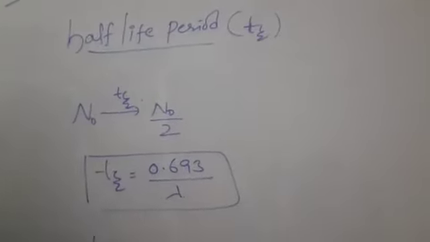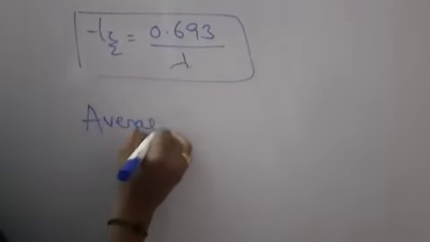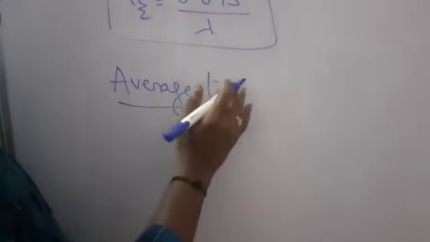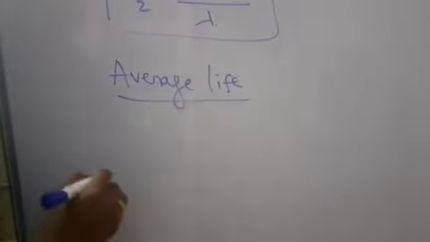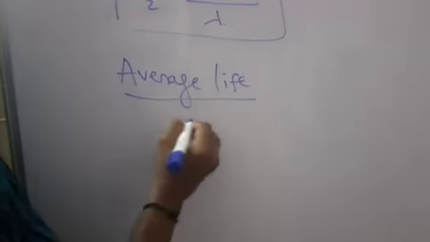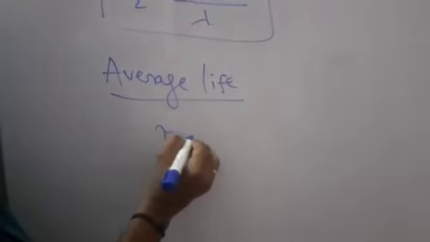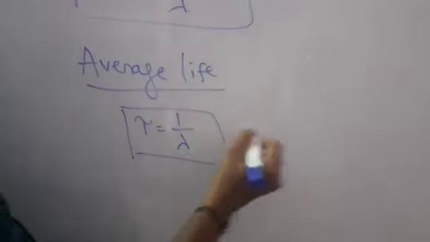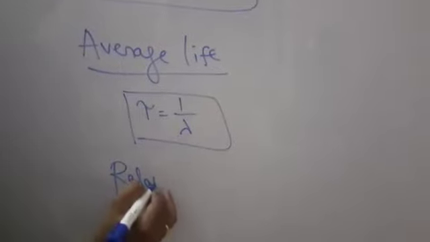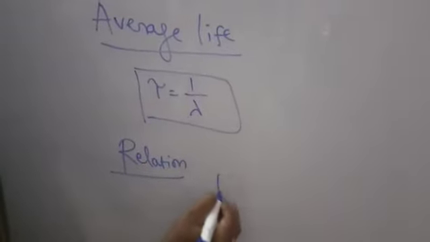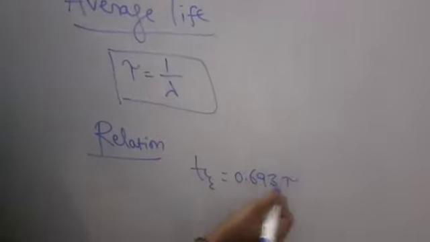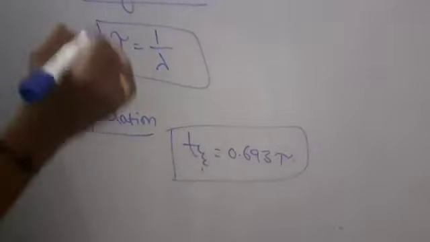Next, average life. Average life is the total life span of all nuclei divided by the total number of nuclei. So tau is equal to the reciprocal of the decay constant. The relation is t half equal to 0.693 tau.